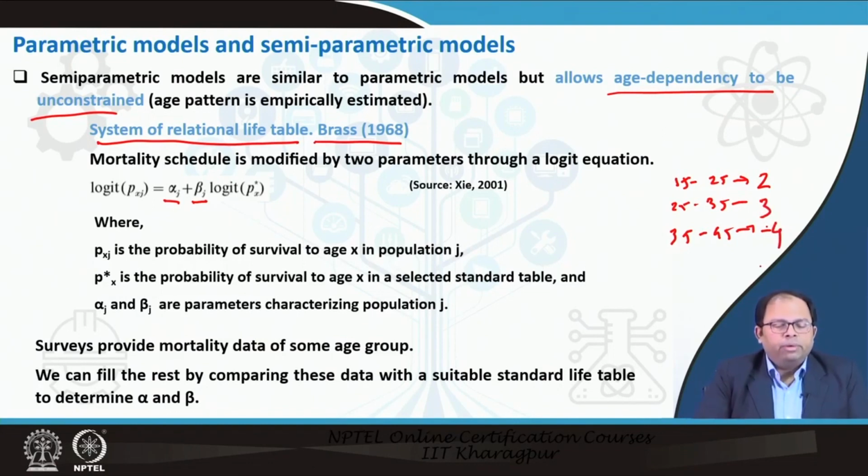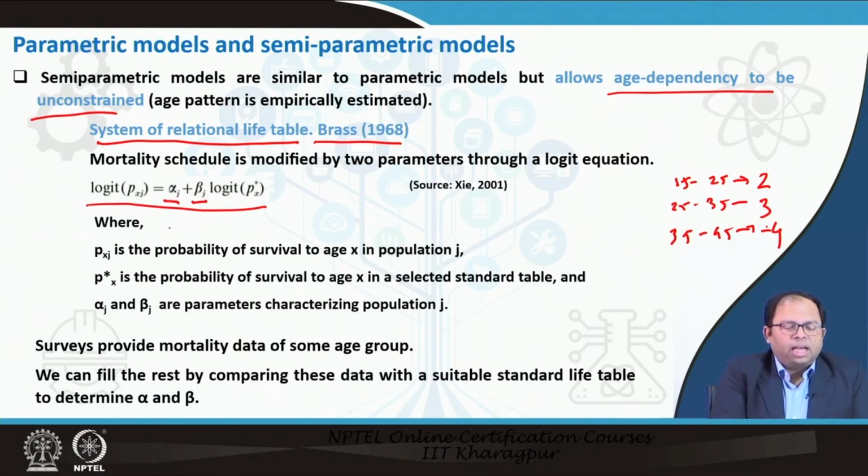But next, when we use the equation, the mortality schedule is modified by 2 parameters through a logit equation as given by Brass. So, here we can see the equation where we have 2 parameters alpha and beta. These are the parameters characterizing this particular population group or subgroup, and Pxj is the probability of survival to age x in population group J, and P star x is the probability of survival to age x in a selected standard table. So, this is where this rate is being considered.